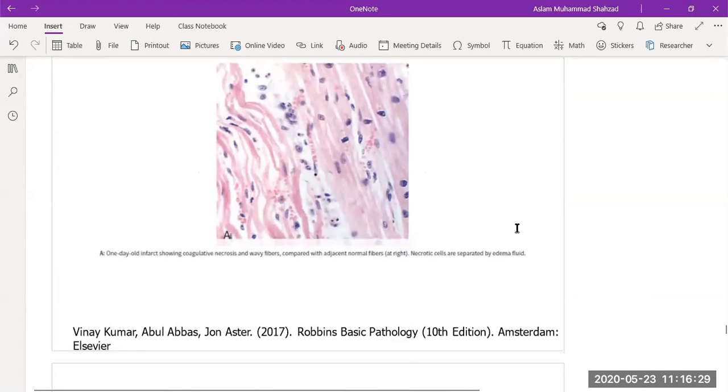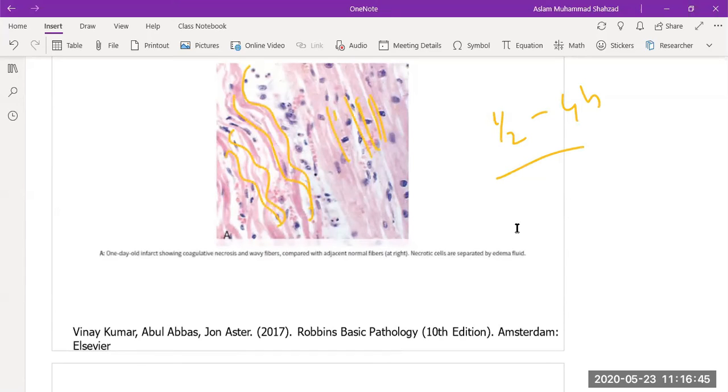This is a picture to show you that after around half an hour to 4 hours, the wavy fibers, like these, you can say wave-like structure, and this is a normal fiber, straight at rest. And what happened is that it changed to wavy fibers, and then they are separated by the edema fluid along with the necrotic cells, and if it further prevails with time, we find coagulation necrosis and then phagocytosis.